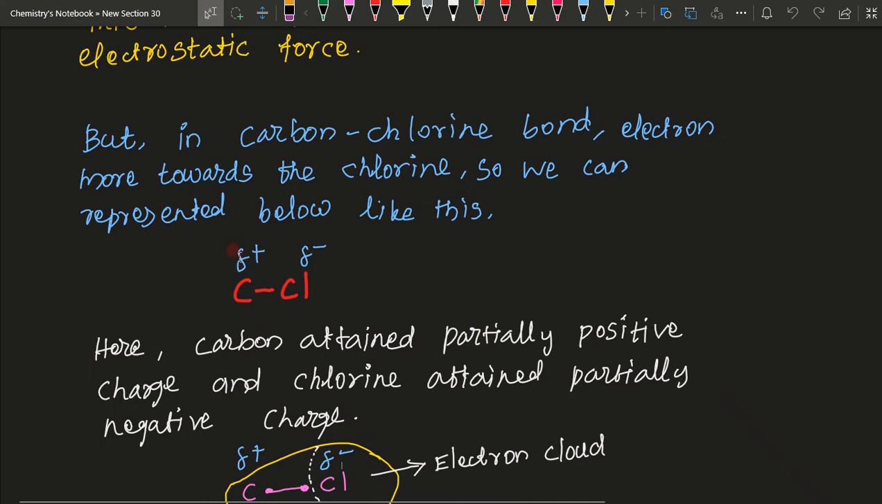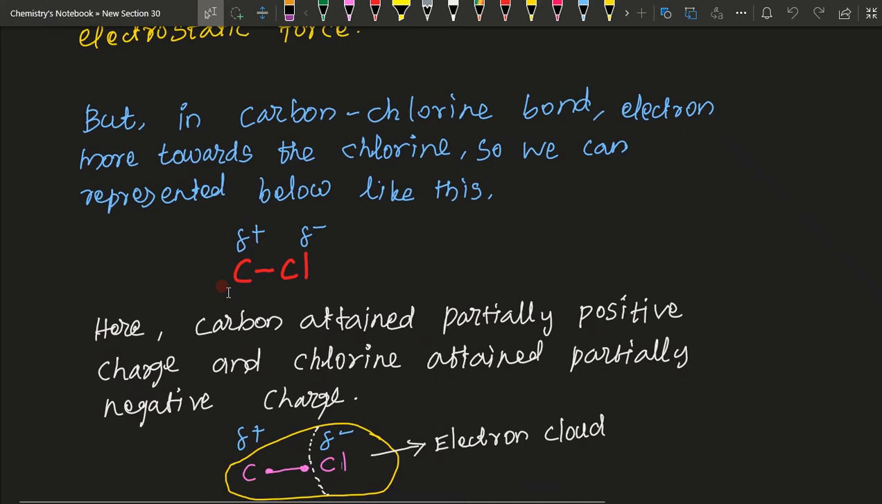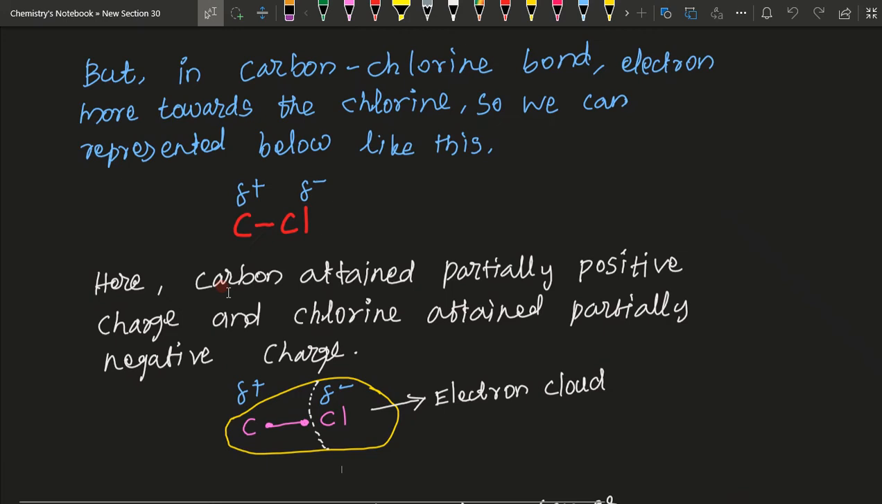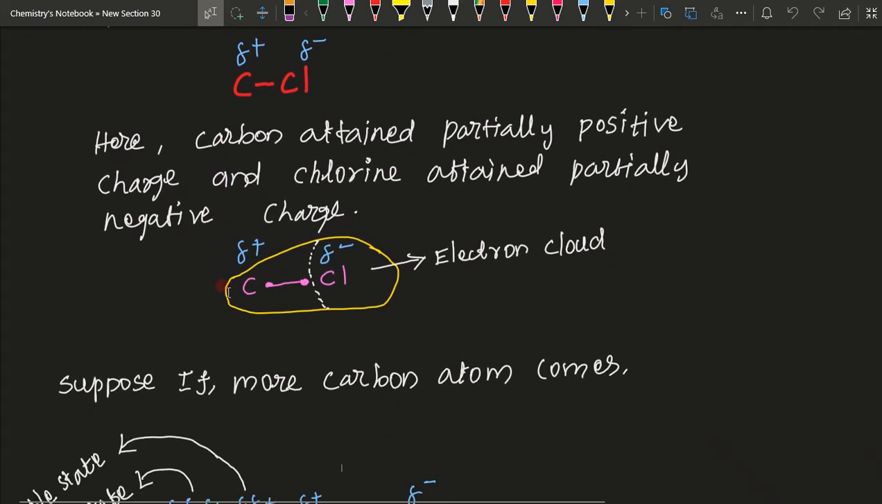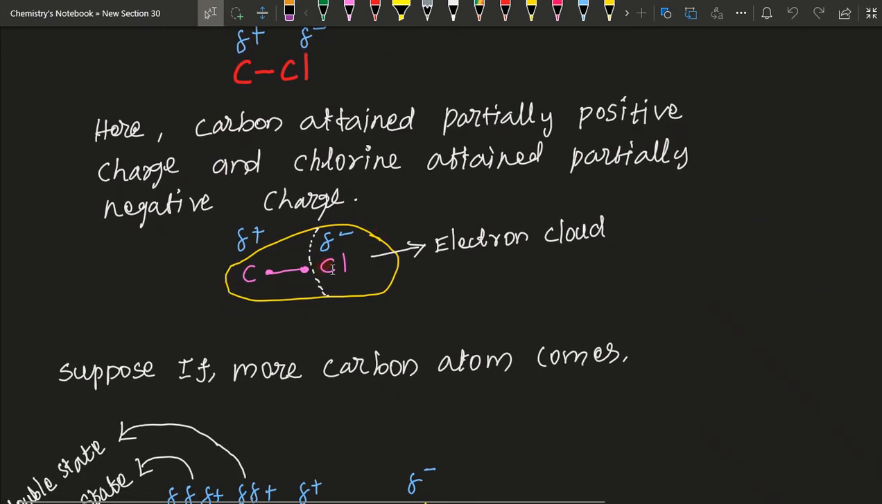This symbol is delta. Here carbon attains partially positive charge and chlorine attains partially negative charge. Now like this. This chlorine attracts the electron because the chlorine valence electron is 7. We want 8 electrons because it is going to complete the octet rule.